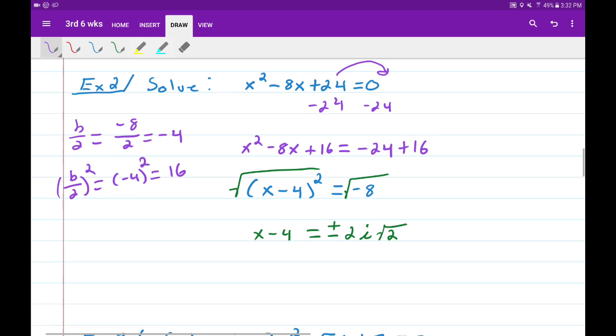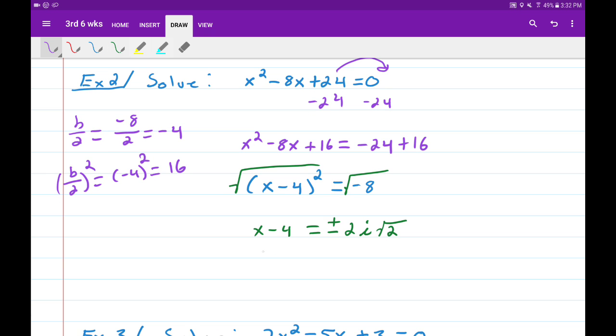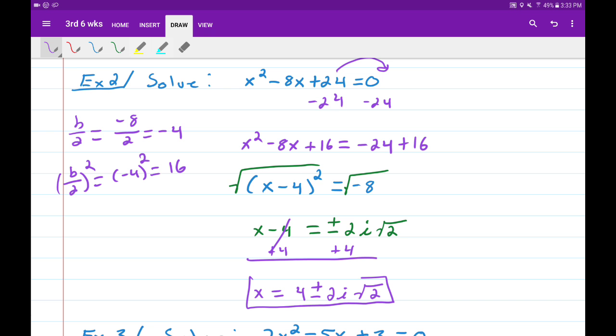All right, we now have to solve for x. So I'm going to add 4 to both sides. Okay, those cancel. I'm going to be left with x equals 4 in the front. Since it's a radical and an imaginary, we can't do much with it. So I'm going to get 4 plus or minus 2i square root of 2. And again, there's 2 answers in this, the positive version and the negative version.